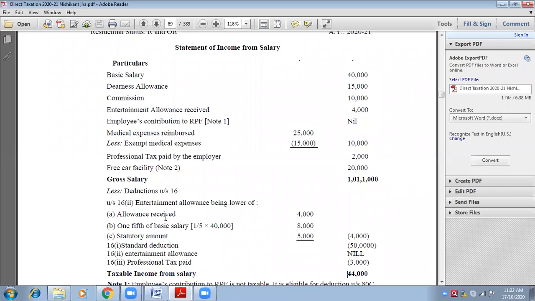So let us deduct the deductions under section 16. Write down less deductions under section 16. Write down 16 subsection 1, the way I am telling you. Write down 16 subsection 1A, standard deduction. Now, how you have to write, I will tell you. Wait, I will tell you.